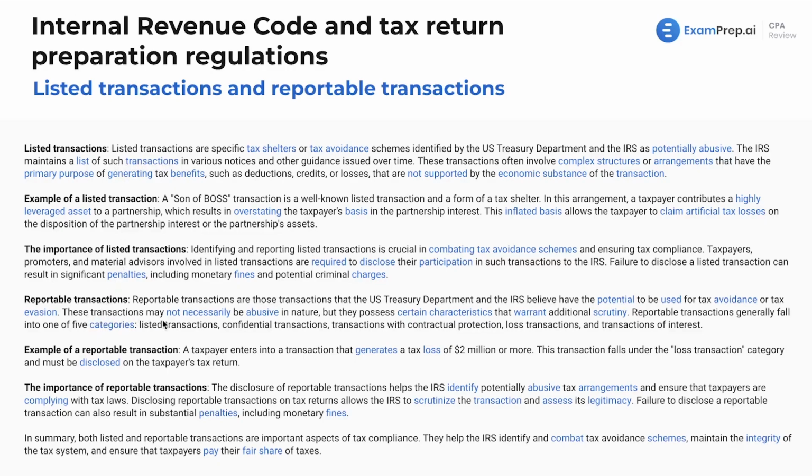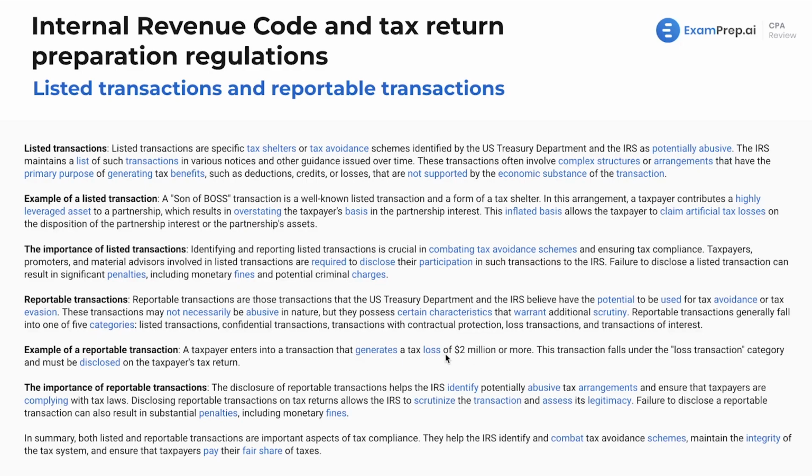Now, these transactions may not necessarily be abusive in nature, but they possess certain characteristics that warrant additional scrutiny. They generally fall into one of 5 categories. We've got listed transactions, which is probably the most severe there, confidential transactions, transactions with contractual protection, loss transactions, and transactions of interest. So an example here being a taxpayer enters into a transaction that generates a tax loss of $2 million or more. It's kind of like a transaction that raises a red flag.